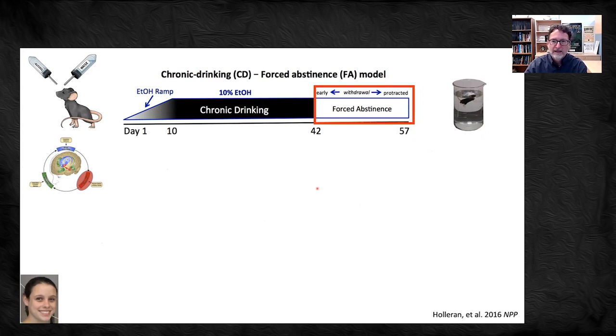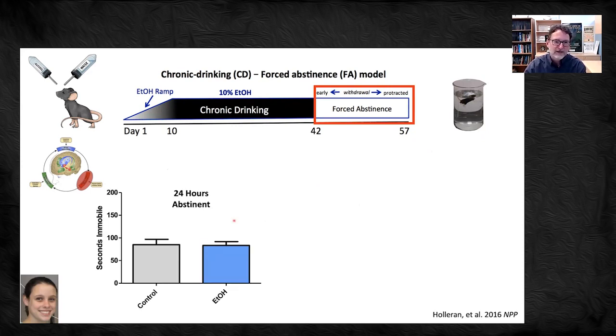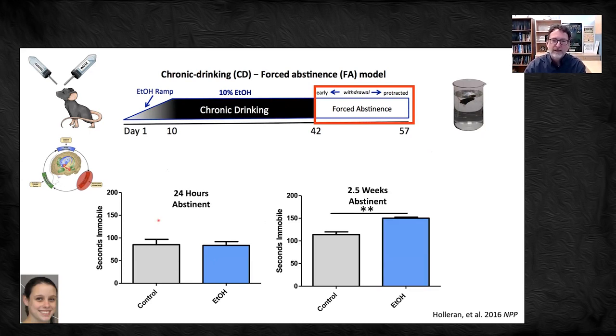What we find in this forced abstinence phase is that, interestingly, on the first day of forced abstinence there's no phenotype in the forced swim task. But if we look a couple of weeks into abstinence, we find that a phenotype emerges. In the ethanol animals compared to sham animals, there's a big increase in the immobility time of these ethanol abstinent individuals.